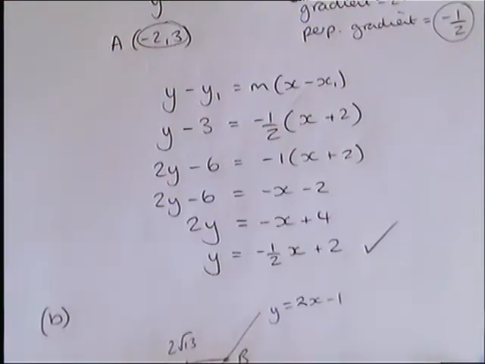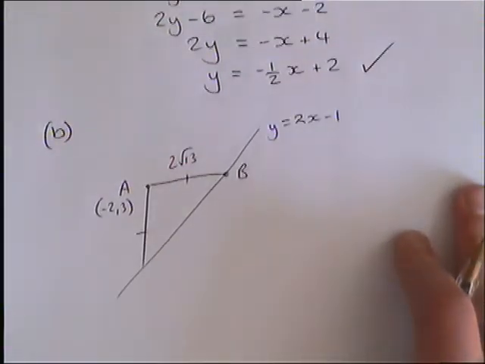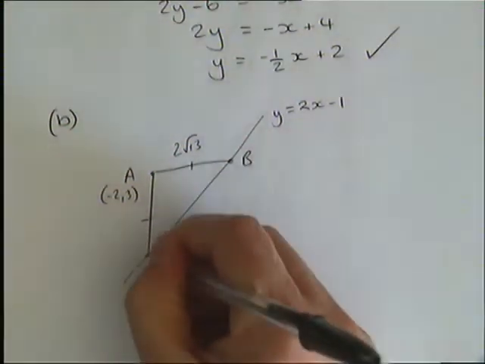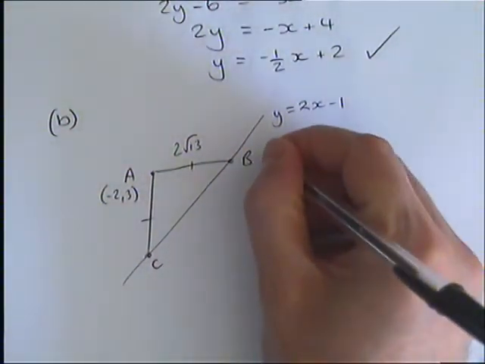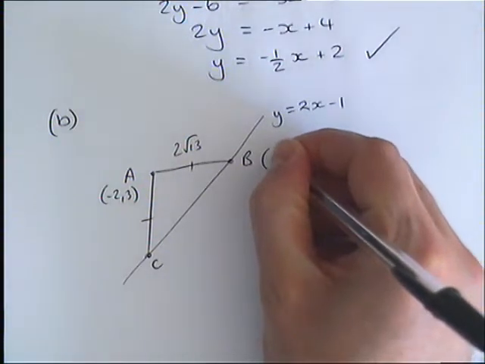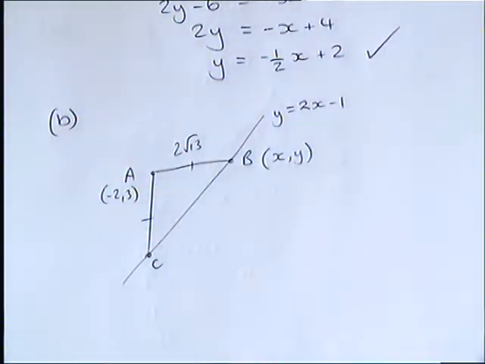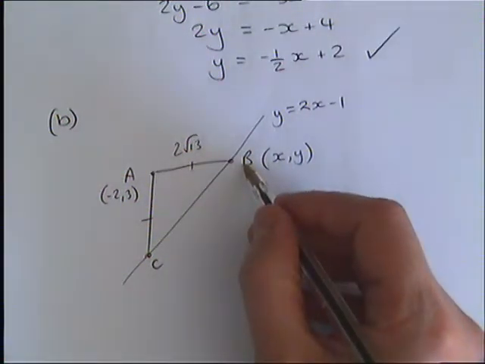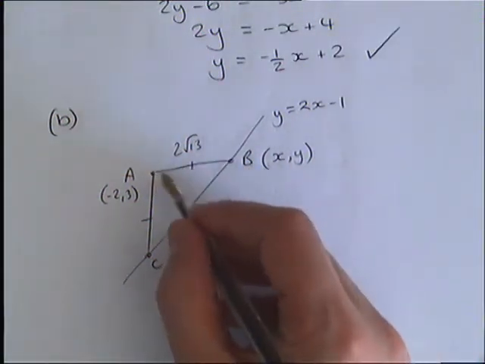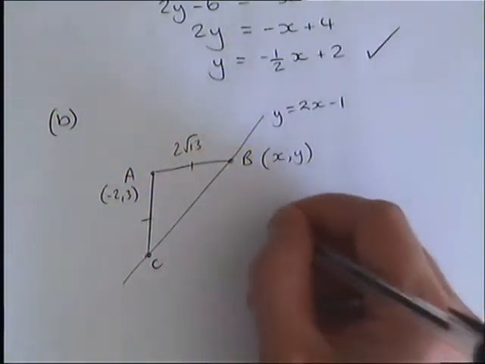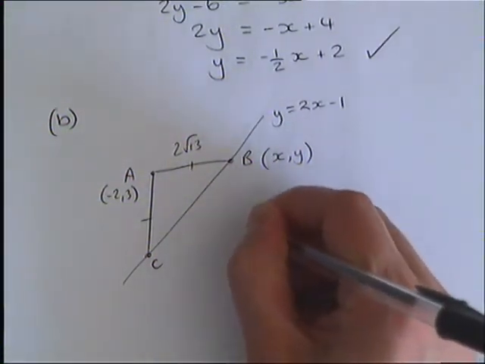You can't see what I've drawn at all there. Okay, let's say that again. So I've just drawn out a slightly larger copy of what I had on that previous one. So we've got A, B, and C. I'm going to call the coordinates of B, x and y, just like that. So we don't know the coordinates of B, but we do know that its distance from A is 2 root 13. So what is our distance formula?